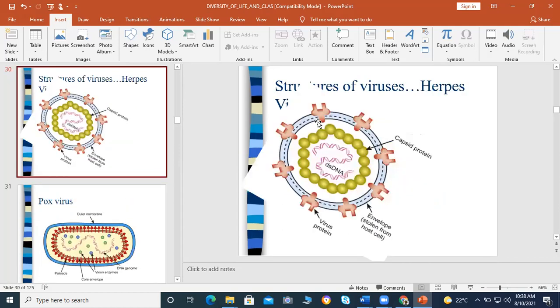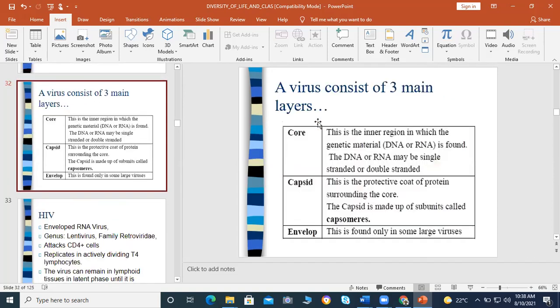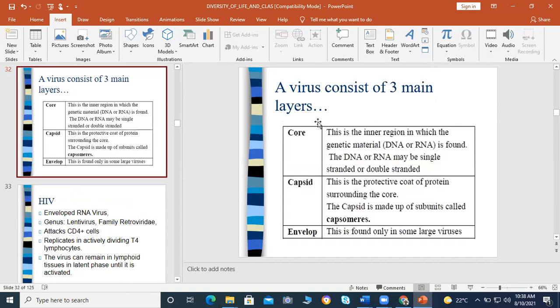Look at the herpes, it's still the same. The envelope is that outer layer you're seeing with the dotted line, then that one like a ribbon is the capsid, and then you have the core, which is actually where the DNA is for all viruses, irrespective of the modifications they have. So the core is the inner region in which we have the genetic material. It can be DNA or RNA, depending on the type of the virus. And the DNA may also be single-stranded or double-stranded, meaning that if they replicate, they can produce more genome of their same type.